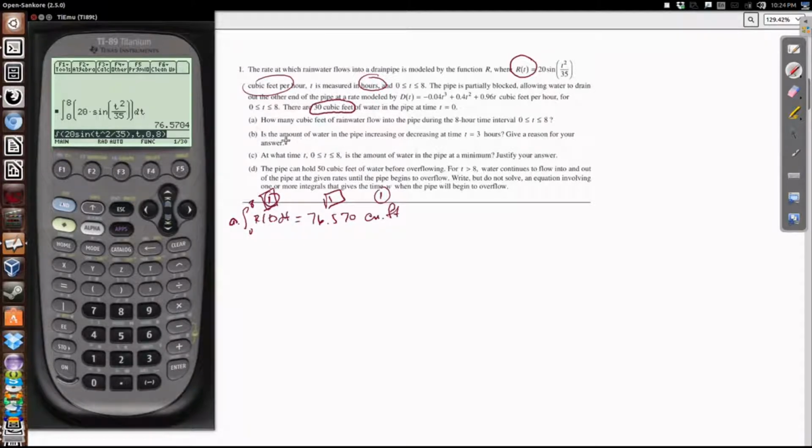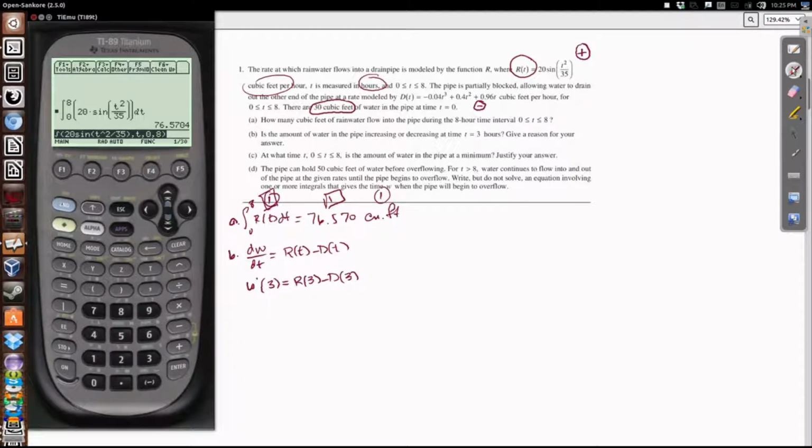For part B, it says that the amount of water in the pipe increasing or decreasing at time t equals 3 hours, and it wants us to give a reason for our answer. Keep in mind that water is being added at this rate, and water is being subtracted at this rate. So if I want to find the change in water with respect to time, it's going to end up being r at that particular time minus d at that particular time. So the change in water when time equals 3 is going to be r of 3 minus d of 3.